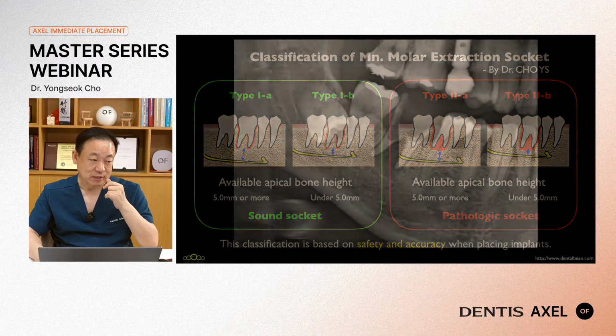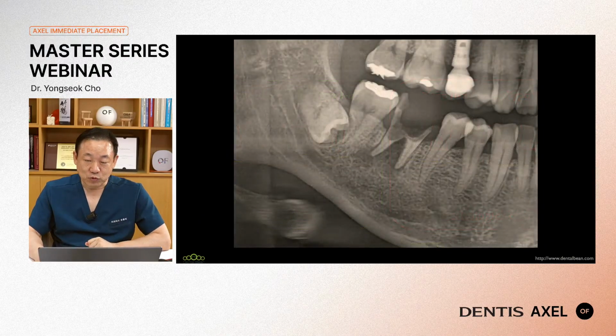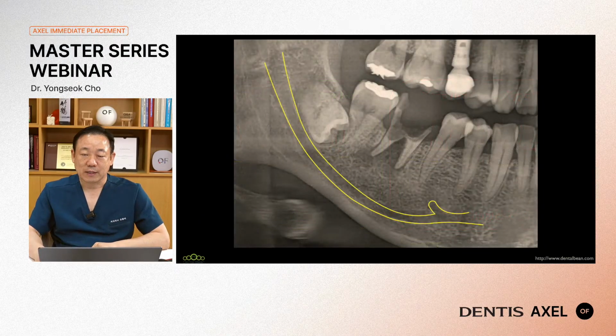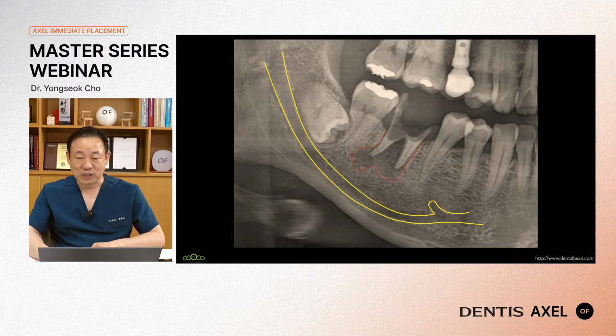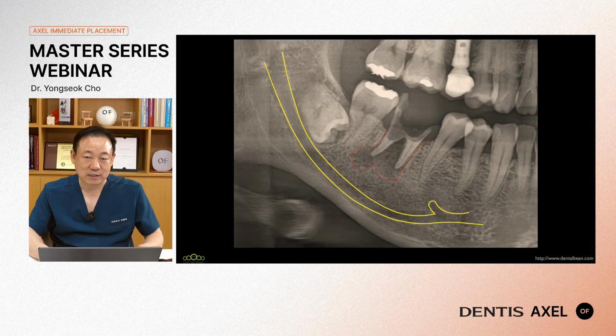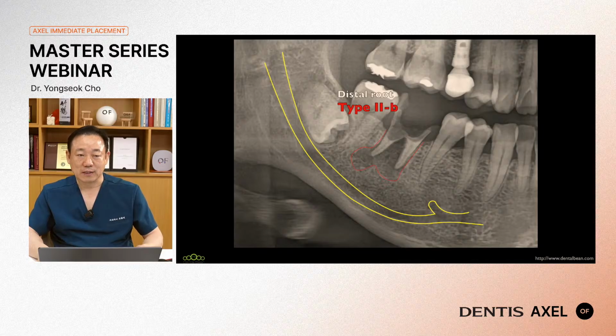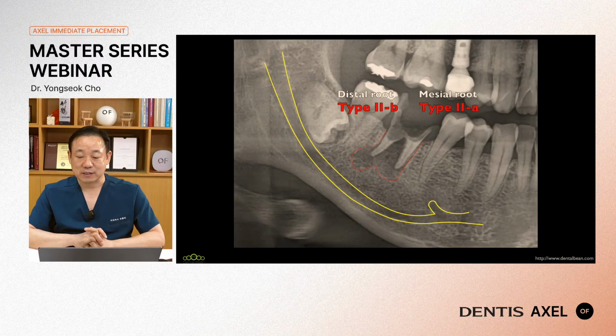Then look at this case here. Let's trace the mandibular canal and apical lesion here. This is bone destruction. So when you carefully evaluate this case, the distal root belongs to type 2B extraction socket, and the medial root belongs to type 2A extraction socket.